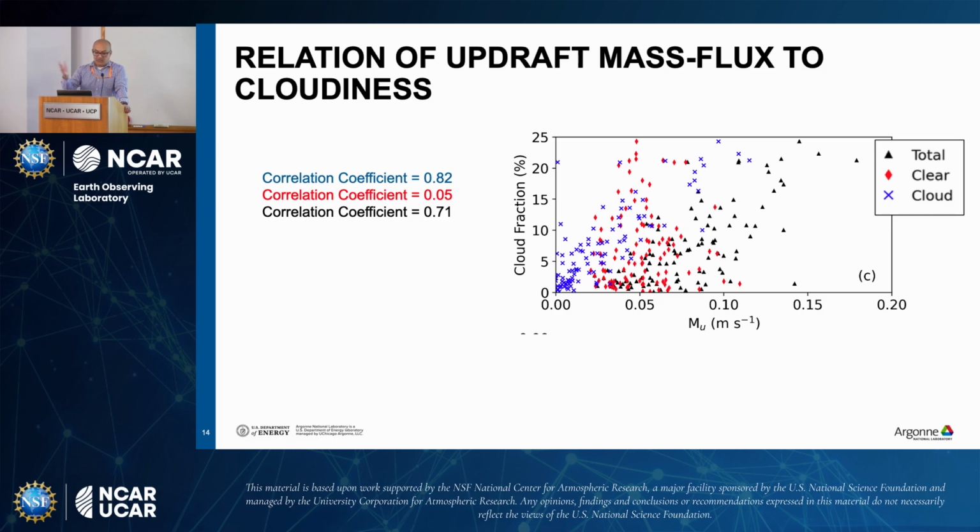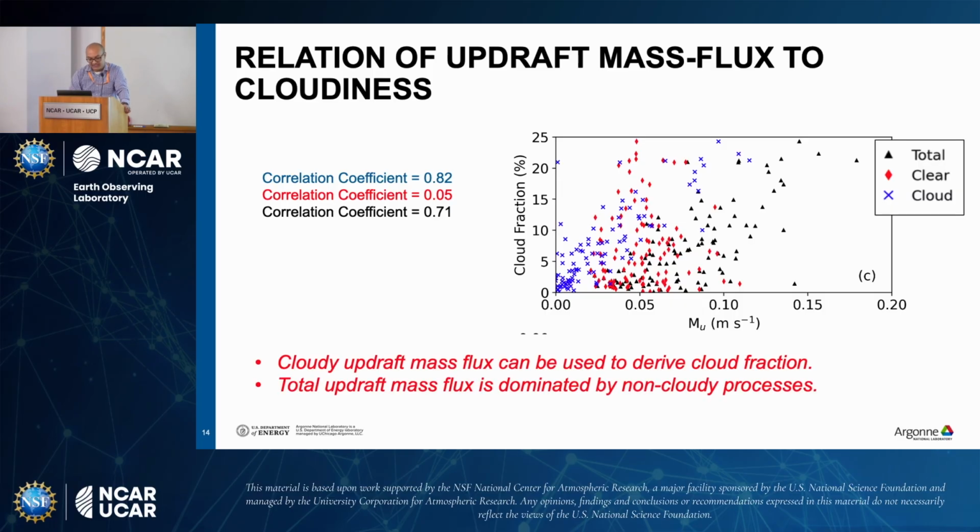The effect of this is that when you add both of them up, you get the black line, the total updraft mass flux, and you have a reduced correlation. The point I wanted to make with this figure is that we have to be really careful when looking at the updraft mass flux, because the clear air part can skew our distribution and reduce its dependence on the cloud fraction.